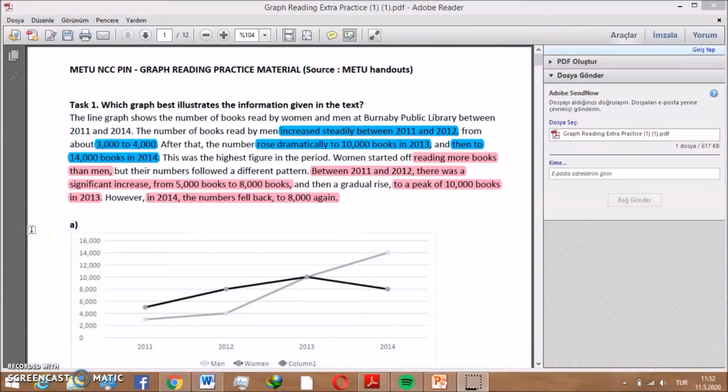Hello everyone. In this video, we will practice graph reading material. Graph reading is a skill you need to practice for the proficiency exam because you can see it in different sections. You can see it in the listening part, in the careful reading texts, or in the writing part. And there are several types in this practice.